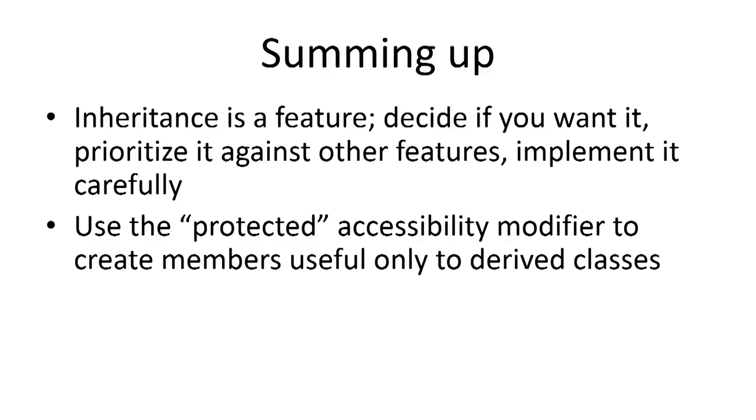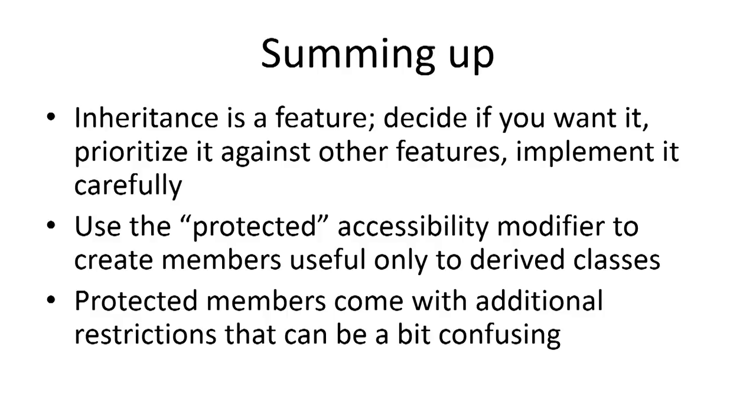Use the protected accessibility modifier to create members that are useful only to derived classes, so that they're not private implementation details, but nor are they part of the public surface of your class. And protected members come with some additional restrictions on how they can be used that can sometimes be confusing. So if you get a message saying, hey, you're not allowed to call that protected method, now you know why.